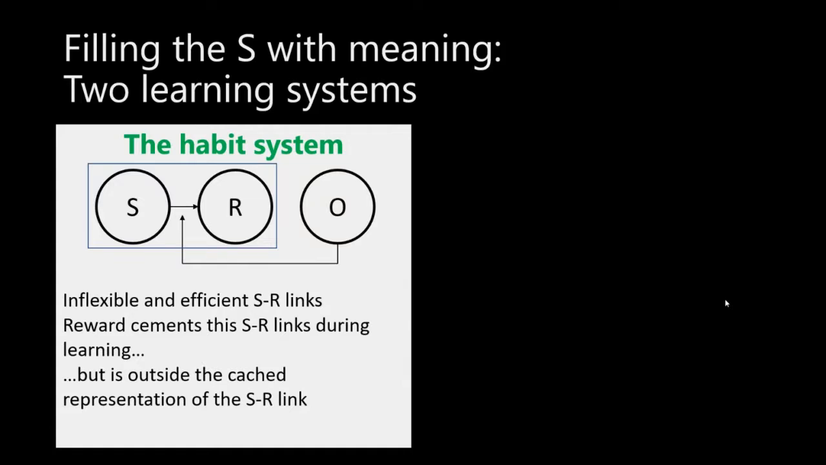The outcome, the reward, is not very relevant in forming this habit, especially once the habit is formed, because as you can see, it's outside this cached representation of the stimulus and response link. So even if you don't want the outcome anymore, the habit is going to take place every time that you see the stimulus.